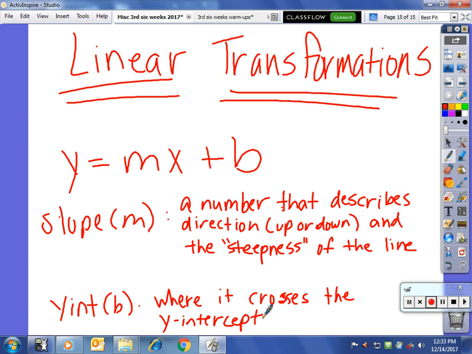Tomorrow we are taking a quiz over domain and range. All right, I'm changing screens. Can I change screens?